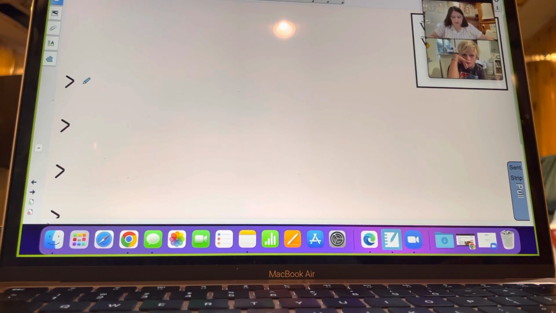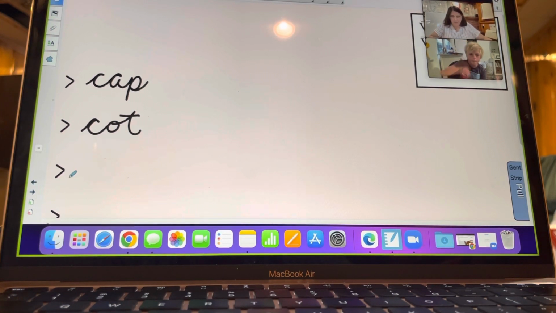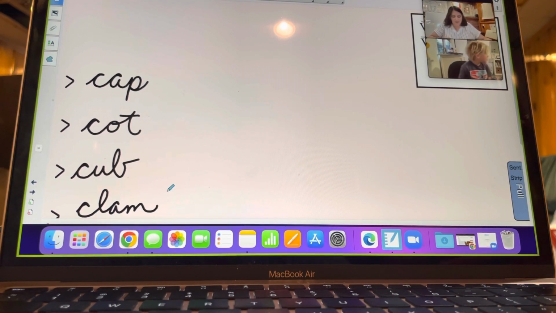I'm going to write some words and we will take a look at them and see what they have in common. So here's the word cap, C-A-P. Cot, C-O-T. C-U-B, cub. And C-L-A-M, clam. So what letter do you see as alike in these words? The C at the initial position.